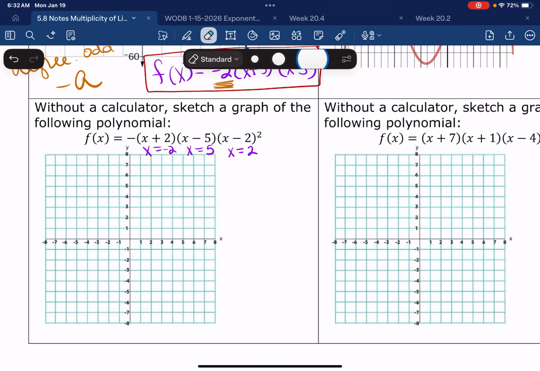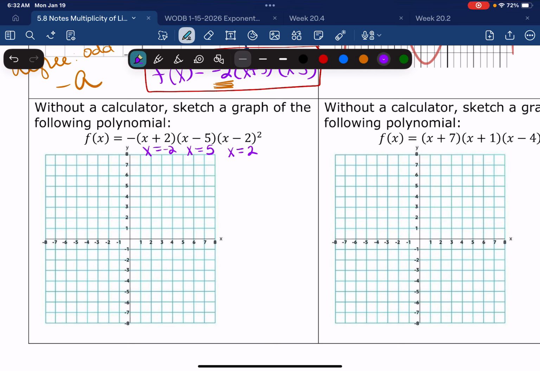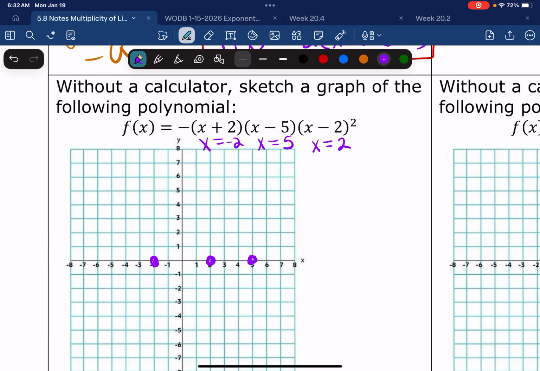Now, let's go ahead and place those on our x-axis. So I have an x-intercept of negative 2, positive 5, and positive 2. Now, what else is happening here? I can see that my first factor, my x plus 2, has a degree of 1. That means my function will cross at this x-intercept.